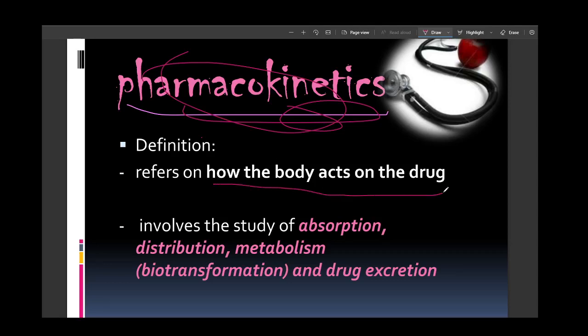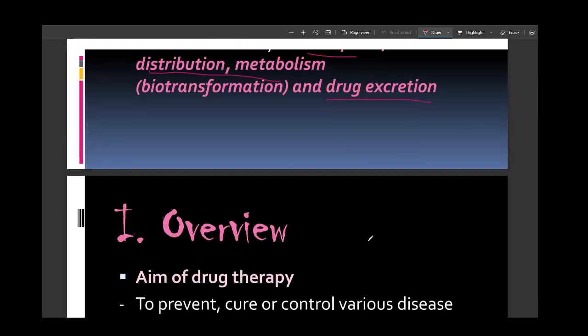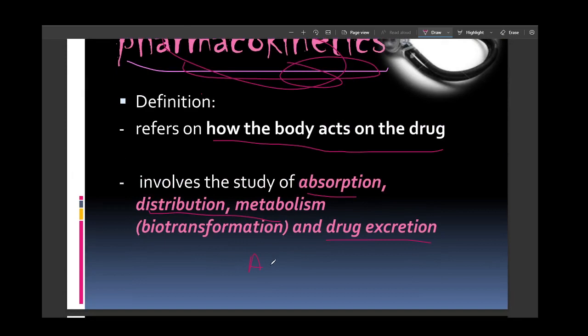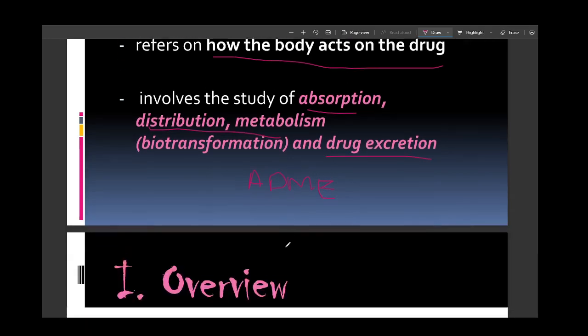Today our topic is pharmacokinetics, and it means how the body acts on the drug. Does it take it as a foreign body, meaning xenobiotics, or does it take it as a friend? It involves the study of absorption, distribution, metabolism, and drug excretion. You can remember it by ADME: A for absorption, D for distribution, M for metabolism, and E for excretion.